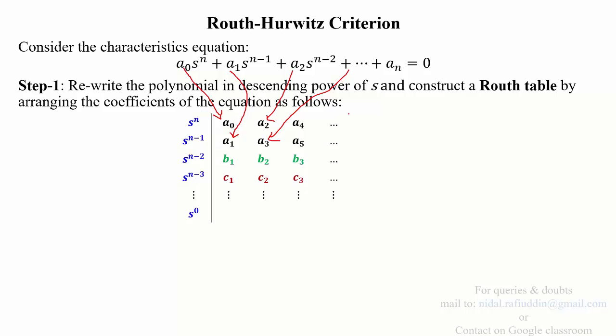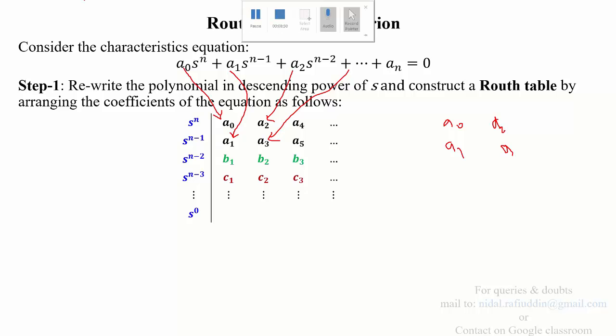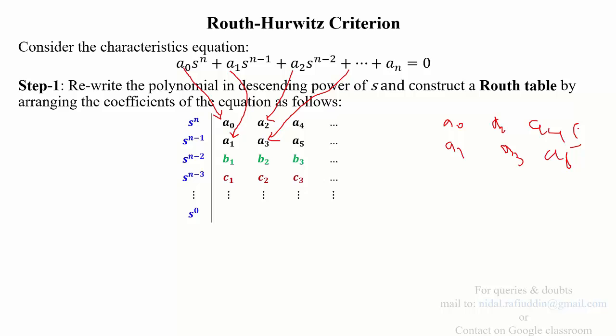It's easy to remember how you are going to write the coefficients. You first write a0, followed by a1 below it, then you have a2 after a0, then a3 below it, then you have a4, a5, a6, a7, and so on. So you're going to write the two rows in this manner.